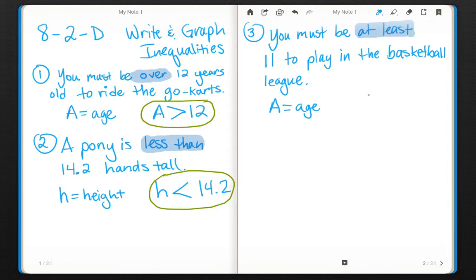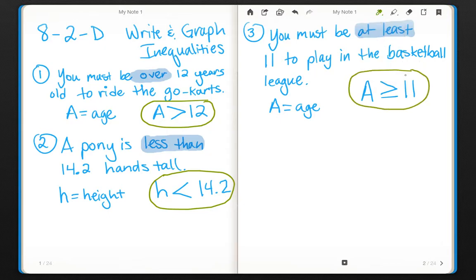So let's write our inequality. And I do want all your inequalities to always start with your variable. So the person's age, A, must be at least 11. Well, we talked in our last lesson about what at least is. Remember, at least you can be a certain amount or you can be higher. At least 11. So you can be age 11 or you can be older. So that would be greater than or equal to 11.